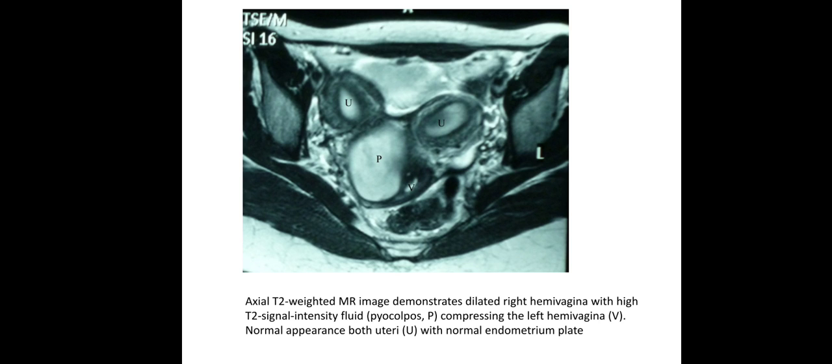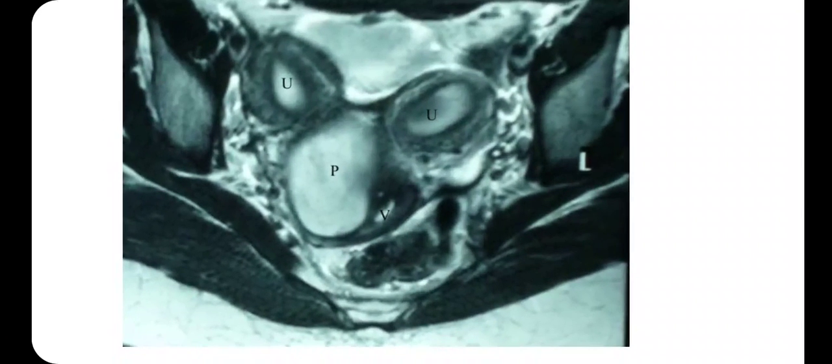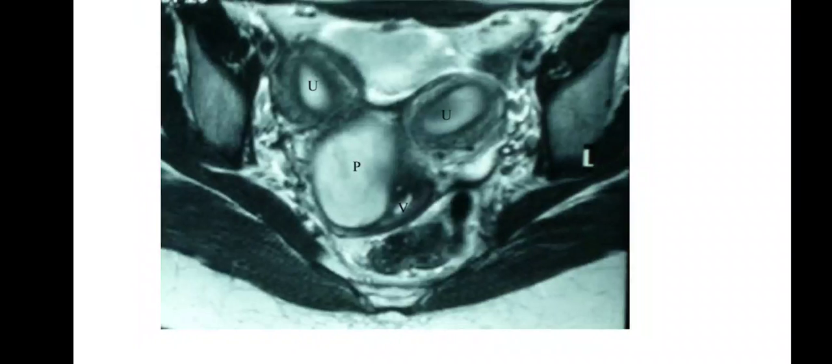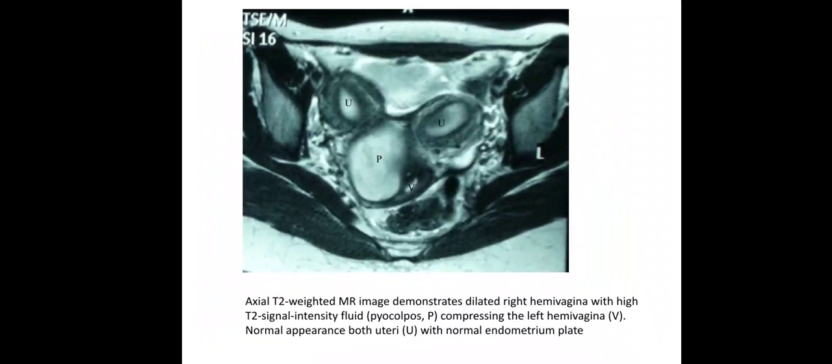This is another picture, MRI of another patient, where you can see very well that U and U, you can see 2 U's very distant, it is 2 hemiuteri which are not fused at all, and that P shows the vagina of that one half of the uterus which has got filled with pus. That is because the vagina is also not canalized properly. On that side there might be a vaginal septum, whereas the other side vagina seems to be normal. That is written as V. Okay, it's compressed by this pyocolpos.